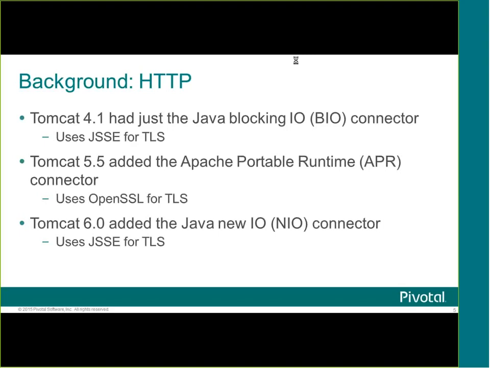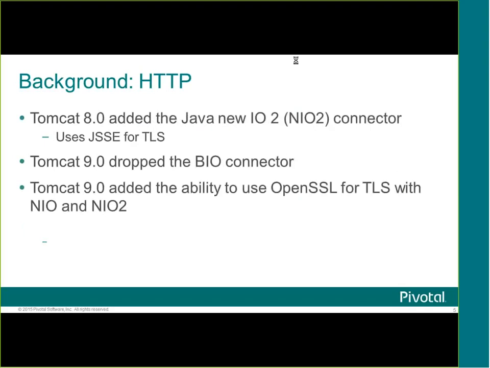In Tomcat 6, we had access to the Java new IO, so we refer to that as the NIO, and that connector was added in 6, and again that uses JSSE for TLS. Not much happened in 7, and then in 8 there was another Java IO implementation available. So again, a new connector implementation was provided for HTTP. The Java implementation was called NewIO2, so rather unimaginatively, we called our connector the NIO2 connector. And again, that uses JSSE for TLS.